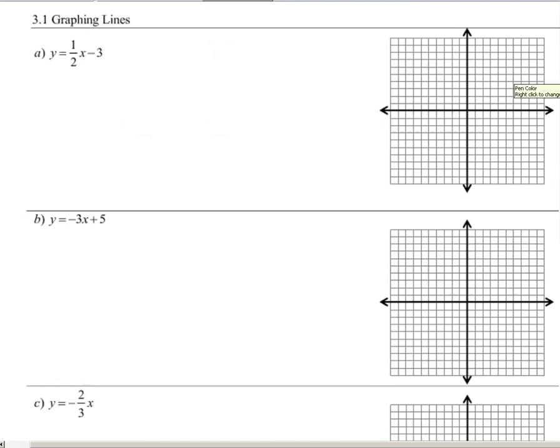We're going to graph the line y equals 1/2 x minus 3, and we're going to use slope-intercept form. We're going to start with the -3. The -3 is our y-intercept. On the y-axis, we're going to go down. We're going to plot a point at -3.